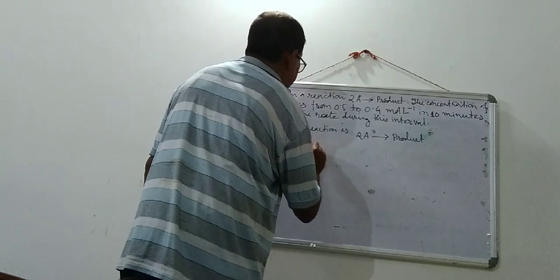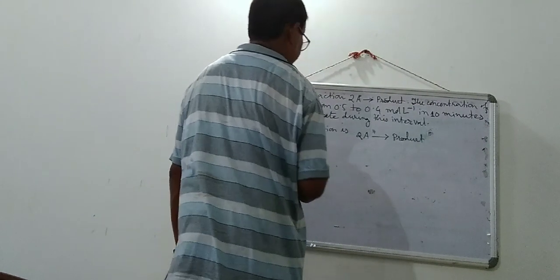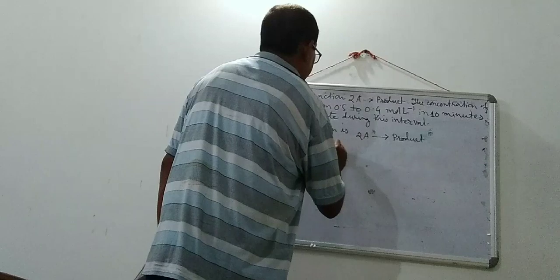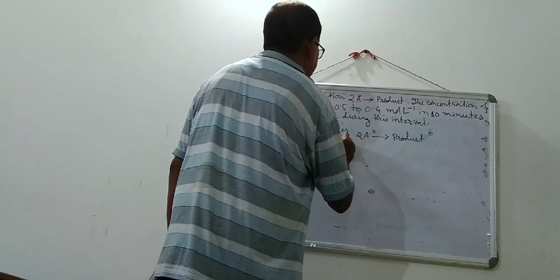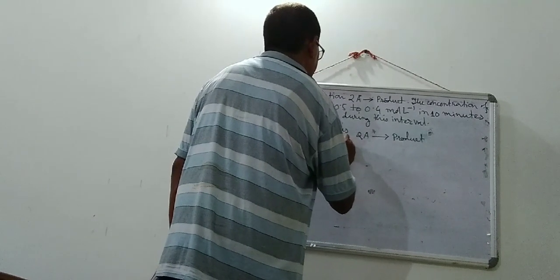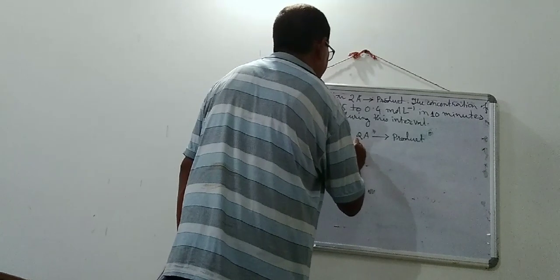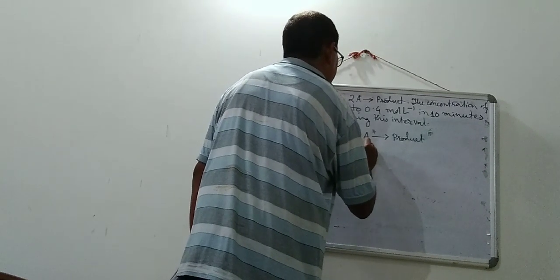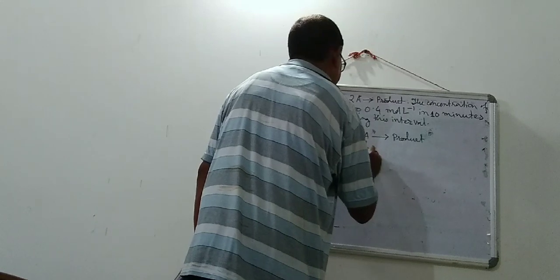R average equal to minus half, concentration of A1 minus concentration of A2, divided by 10.